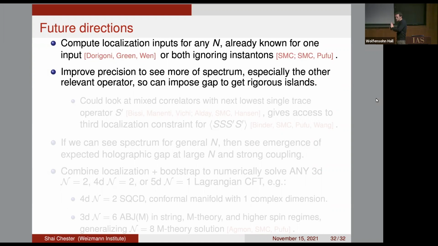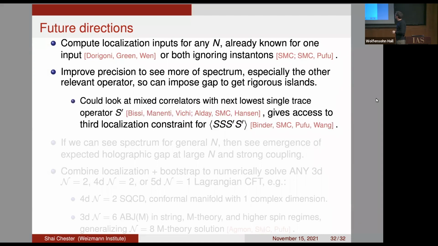And I should note this is a general issue with the bootstrap. Even with the Ising model, the higher the twist of the operator, the harder it is to get an accurate estimate. In particular, if we could get the second lowest operator to be more accurate, then you could impose this gap to 4, insert these two operators below, and this would give you rigorous islands, just as was done in the Ising model case.